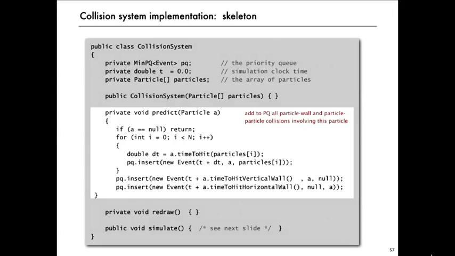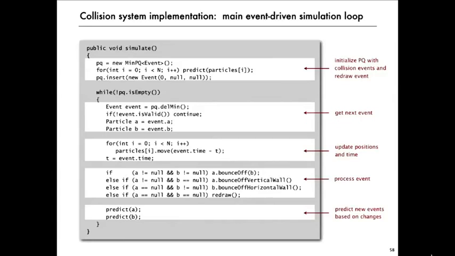It's used for each of the two particles that are going to collide. So now we can finally look at the main event-driven simulation loop. First, build the priority queue. Do this prediction for every one of the particles. And then also put, as the first thing to happen, an event that says redraw everything. That's just a way of making sure that the simulation keeps proceeding. It's an easy way to get things drawn.